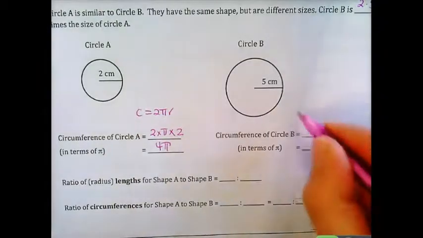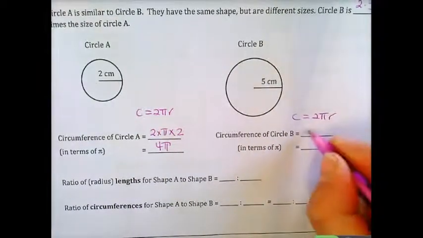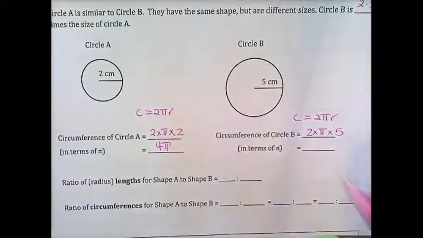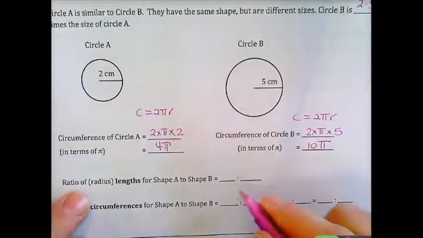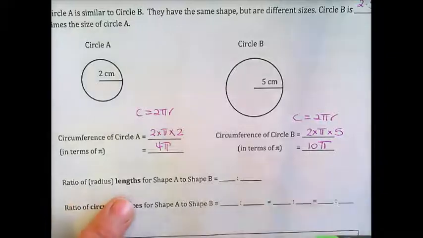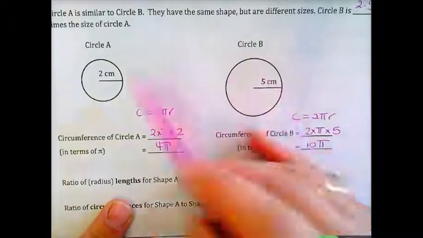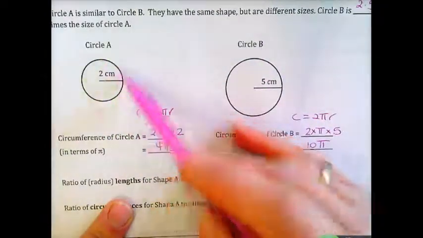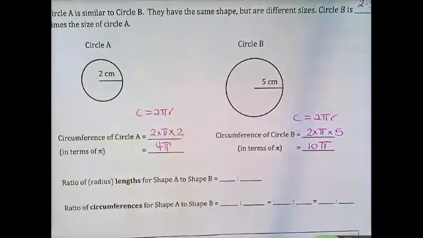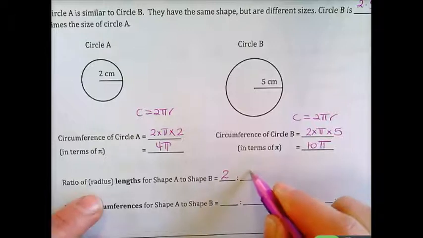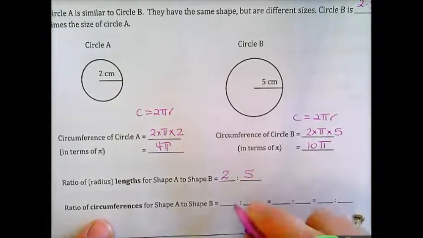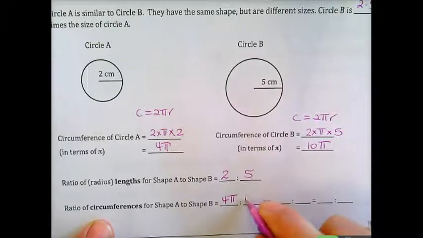The next circle, circumference of the circle. Remember the formula is circumference is 2 pi r. So it's 2 times pi times 5. So in terms of pi, it's 10 pi. So the ratio of the radius or length, because the only length that you can measure for a circle is basically the radius or maybe the diameter or the circumference. You can't even measure that, you've got to use the formula for the circumference. The radii or any length that you can find would be what? 2 to 5. Ratio of circumferences we've got is 4 pi to 10 pi.